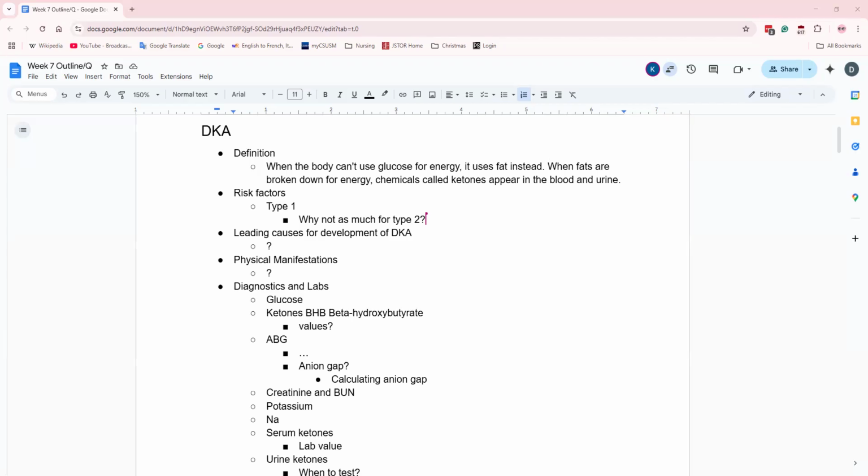What are some other risk factors for development of DKA? Infection, illness, trauma, injury. Dang, she went bam, bam, bam. I love it. I think the main ones you would need to know are drugs, missed insulin doses, or being triggered by illness, like mentioned. Stress from MI technically could cause it too.